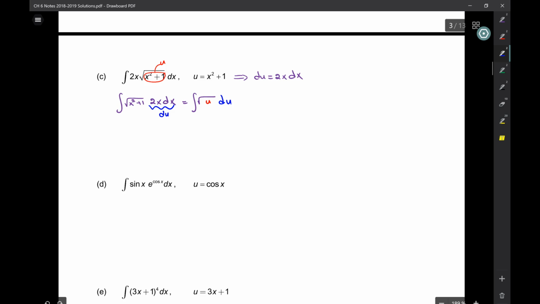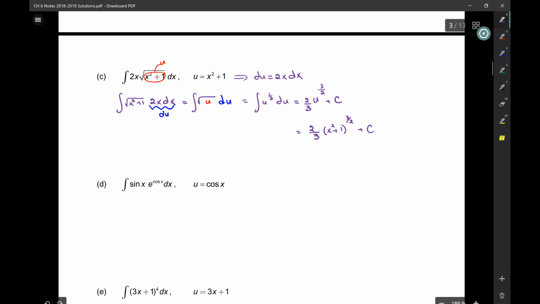Okay? Now, that transforms to a chapter 5 problem. All right? So this is u to the half, the integral of u to the half du. So now we integrate. So this is u to the 3 over 2 times what? Times 2/3 plus c. So that is 2/3 x squared plus 1 to the 3/2 plus c.